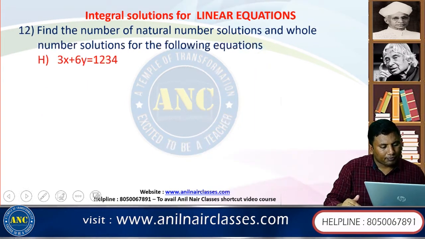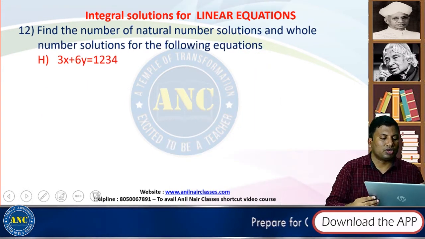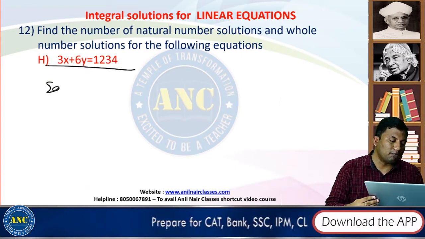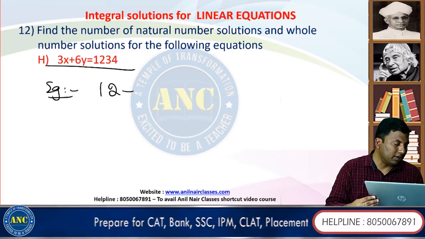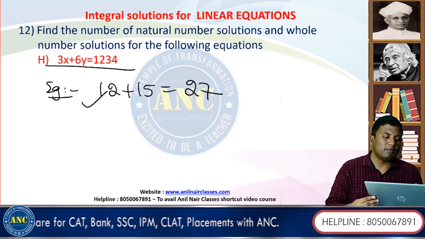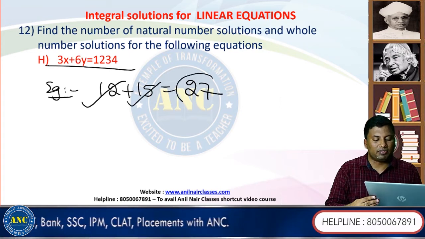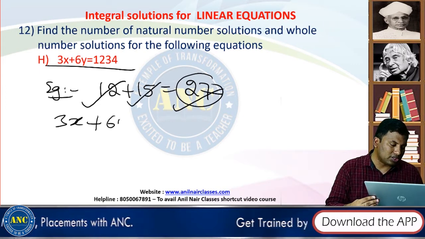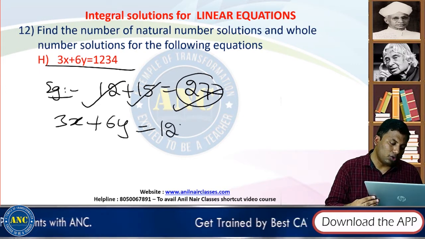Next one. Another beautiful question. 3x plus 6y equivalent to 1234. Example: 12 plus 15 is 27. This is a multiple of 3. This is a multiple of 3. 27 is also a multiple of 3. 3x plus 6y equivalent to 1234.